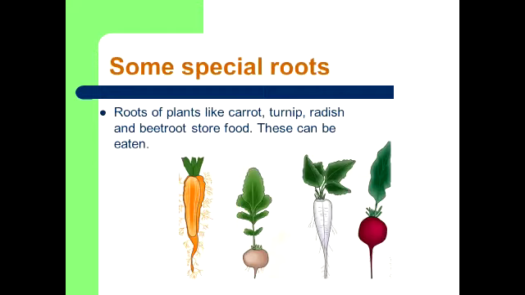Now, some special roots are there. Roots of plants like carrot, turnip, radish and beetroot. They all store food and that's why we can eat them.